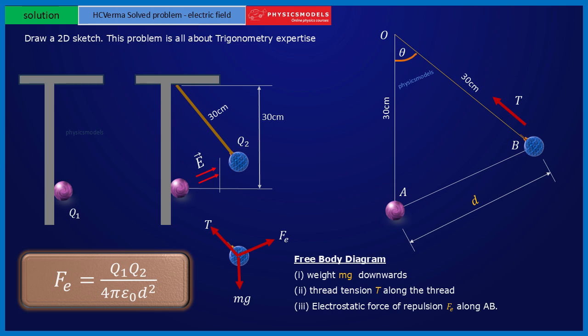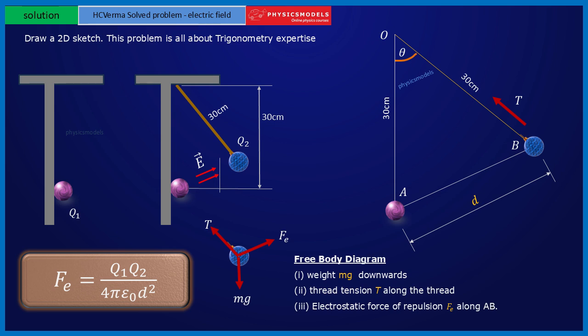We have to form the OAB triangle and put down the dimensions correctly. OB is the length of the string, that is 30 centimeters. It's given that the charge 1, which is A, is 30 centimeters below the point of hanging, which is O. That's why OA is 30 centimeters. We do not know AB. That's the distance between the charges. The electrostatic force between the charges is Q1 Q2 by 4 pi epsilon 0 d squared.